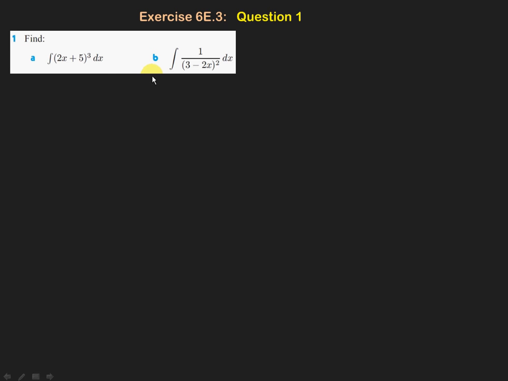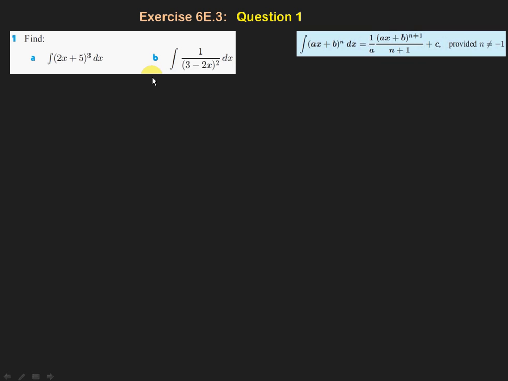In this exercise 6E3, we'll look at 3 integration formulas, and the first one is this formula. It's very similar to the chain rule of differentiation. It's very useful for problems like this too. Let's look at how we apply the formula.